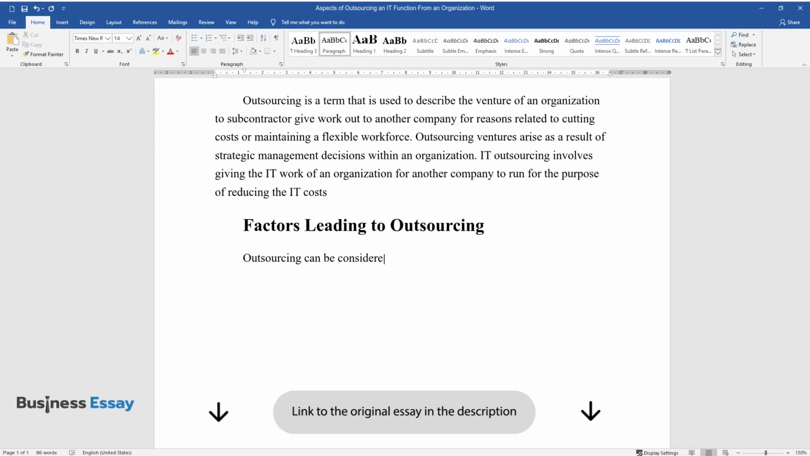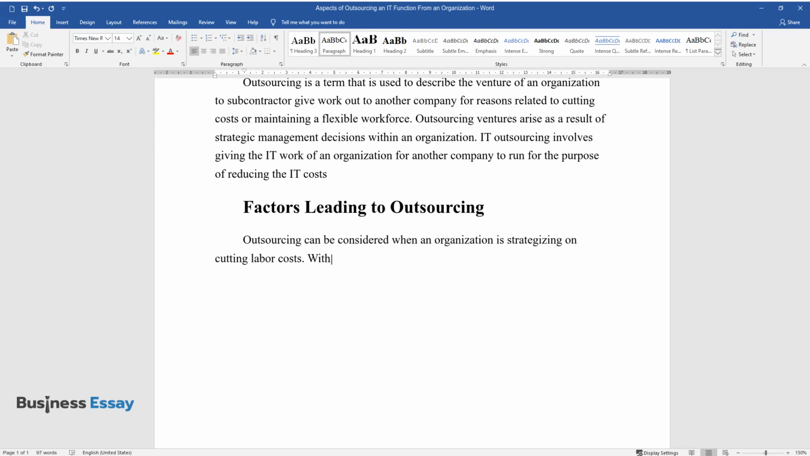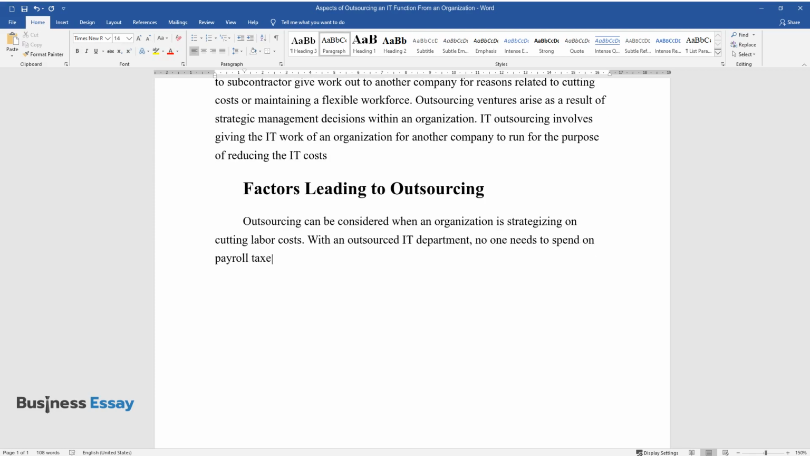Factors leading to outsourcing. Outsourcing can be considered when an organization is strategizing on cutting labor costs. With an outsourced IT department, no one needs to spend on payroll taxes, sick time, or employee vacation, not to mention training the IT employees.